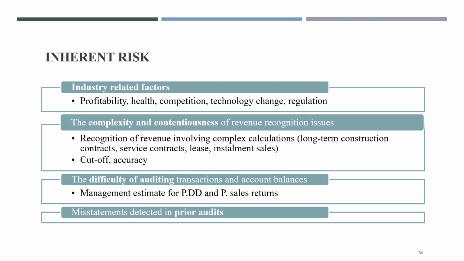Is that right? Yeah. So, in terms of inherent risk, are you also considering the complexity of the revenue recognition? For the sales account, usually it wouldn't be very complex, but sometimes some sales could be very complex. I'm not sure if you can still record the construction contracts. Is this complex?